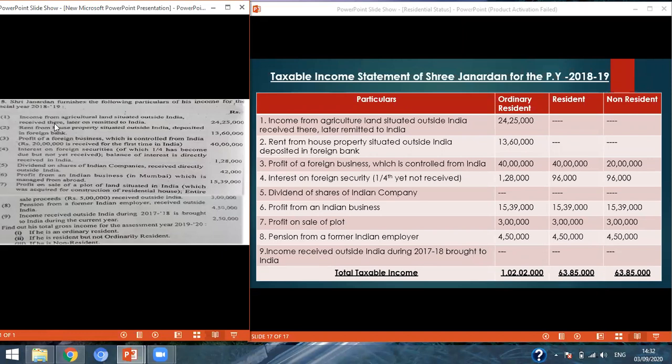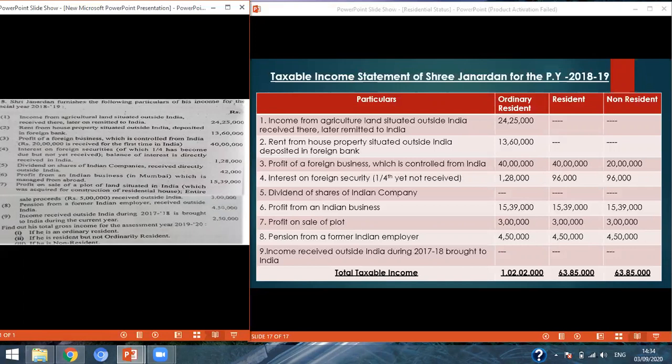First income given is income from agriculture land situated outside of India, received there, later on remitted to India. We have to check four things. Is it earned in India? No. Is it received in India? No. It is remitted to India later, so it is not received in India. So first and second, no.